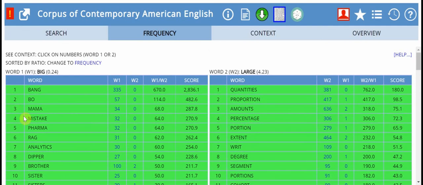on the other hand, big certainly seems to have more unique phrases, like even big bang here, or big mama, big mistake, big pharma. And these cannot really easily be replaced at all. I mean, we cannot say large bang. That doesn't make sense.